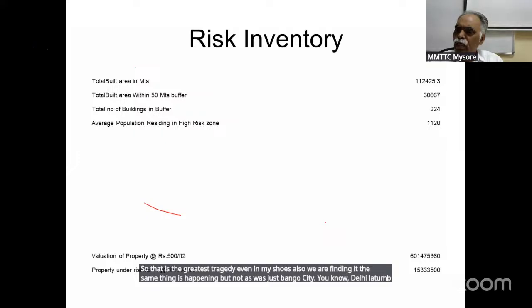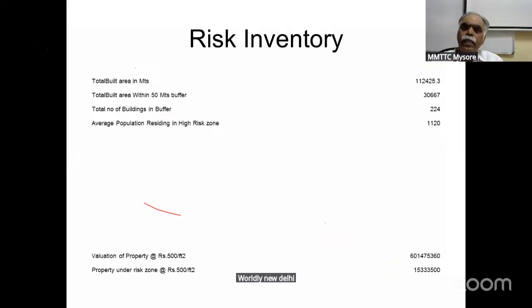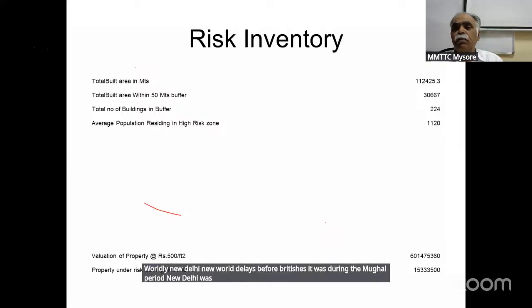Old Delhi, New Delhi. Old Delhi is from before the British, during the Mughal period. New Delhi was the British period, and the modern Delhi is much worse. So planning, if it goes wrong, leads to a lot of disaster.